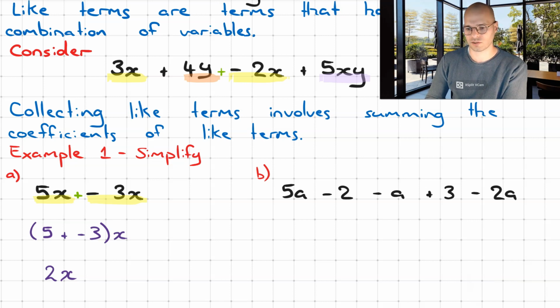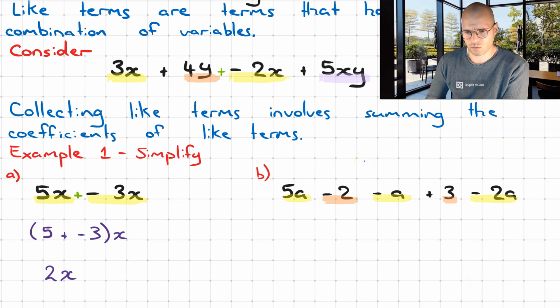Now, first step is we need to identify our like terms. I turn my attention to the first term in the expression. It has a's. I'm going to underline all of the terms that have this same combination. I see there's a minus a and I see there's a minus 2a. The other like terms are minus 2 and 3. They don't have variables, but we can still say they're like terms because they still have the same combination, even if there are no variables. Special in that we call this one a constant, but anyway.